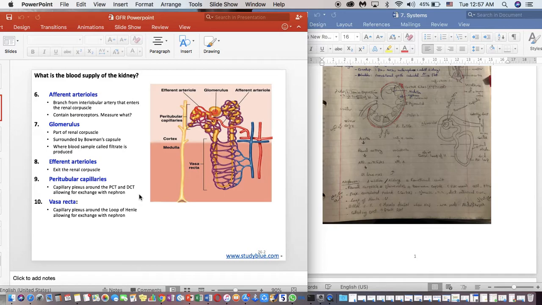Finally, we have the vasa recta. It's like a capillary plexus around the loop of Henle. Here we have the loop of Henle, and around it the vasa recta, allowing the exchange with the nephron. Okay, so just for your information, recta or rectum means straight. Do you remember the rectum? Like it was the last part of the GIT?